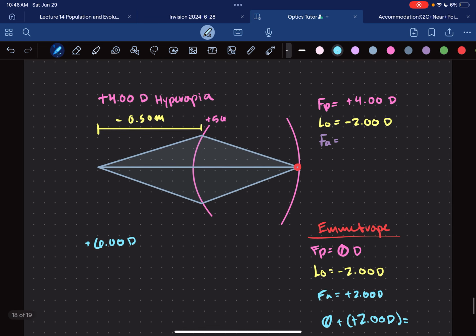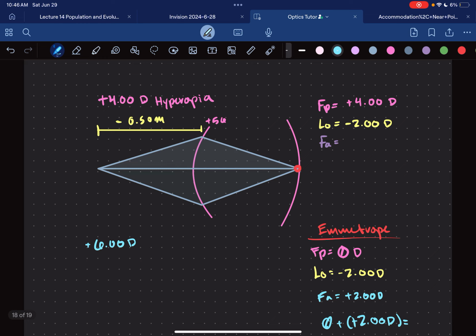Anyway, so there's that. But if we wanted to plug and chug using our equation and the far point divergence of a hyperope, then we'd go like this. So we'll do far point, which is a +4 diopters minus a -2 diopters. Add those together, and it'll be 6 diopters. So I think either way is fine. Whatever works best for you.